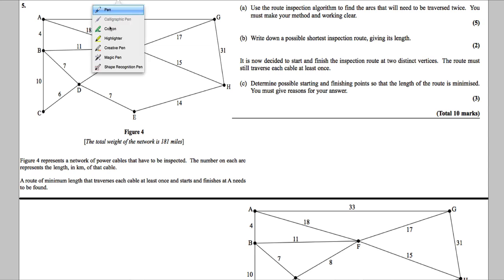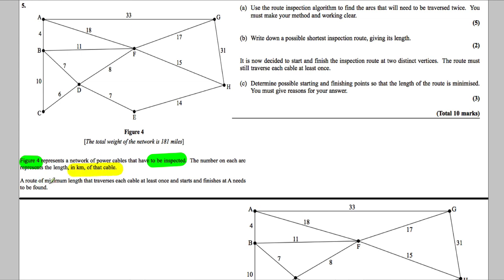Okay, in this question, we've got question 5. It says figure 4 represents a network of power cables that have to be inspected. The number on each arc represents the length in kilometers of that cable. A route of minimum length that traverses each cable at least once and starts and finishes at A needs to be found. We are told in the picture that the weight of the total network is 181.